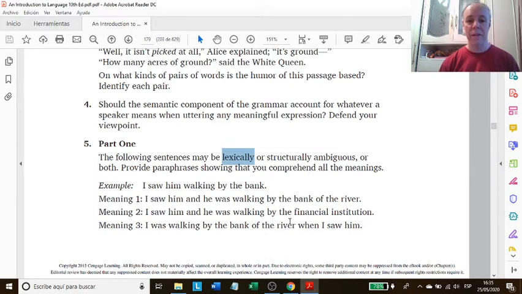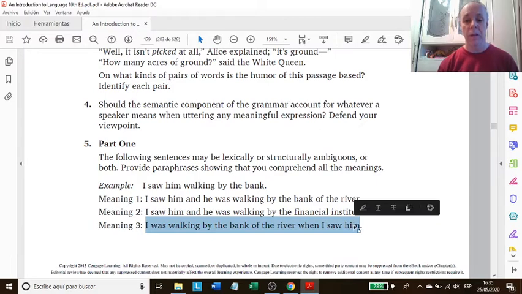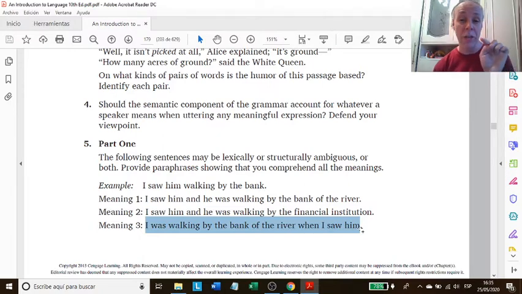Number two, I saw him and he was walking by the financial institution is, again, the word bank is lexically ambiguous. And then we have, I was walking by the bank of the river when I saw him. Here, the whole thing changes, okay? And when the whole arrangement of words creates the ambiguity and you cannot point to a specific word, then that means that we're dealing with a structurally ambiguous sentence. Let's look at the other examples.